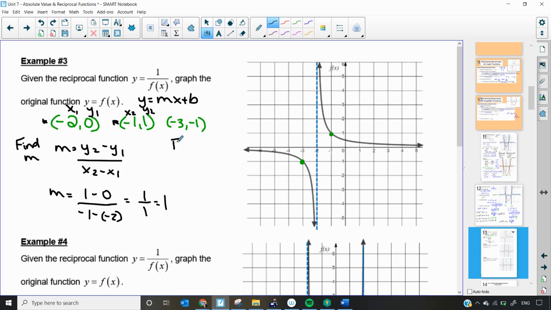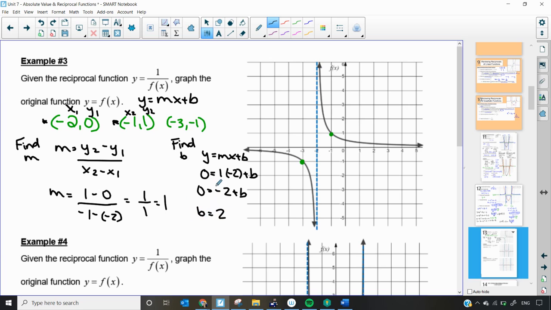Then I have to find my y-intercept, and so that's my b value, and I can do that a couple different ways. One is to use my slope formula. We can also use the point slope form. I won't get into that right now, but we can sub in 0 for y. So we're taking one of those coordinates. I've chosen to use the 0 and the negative 2. I'm going to sub in 0 for y, 1 for the slope, and negative 2 for the x value to solve for b. So I have 0 equals negative 2 plus b, meaning that b equals a positive 2.